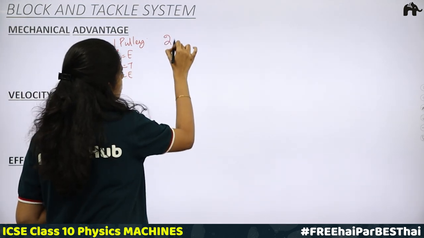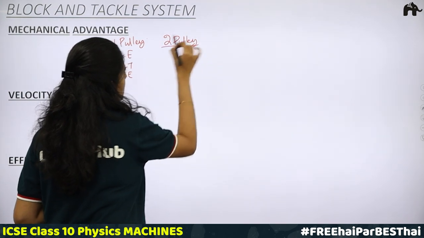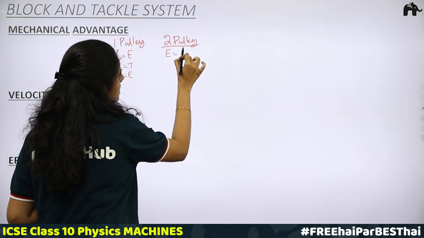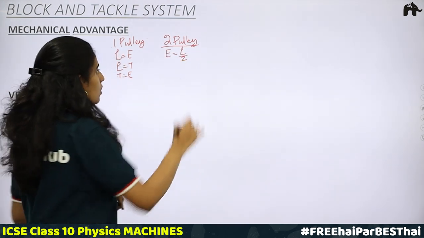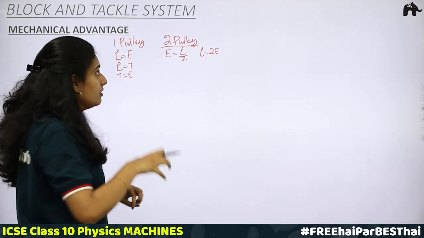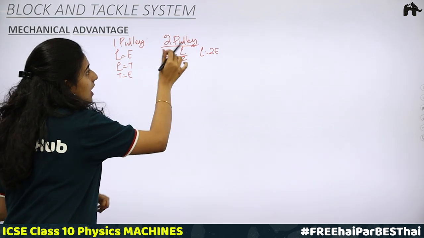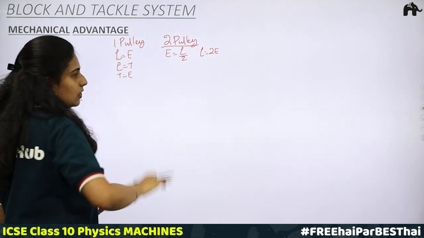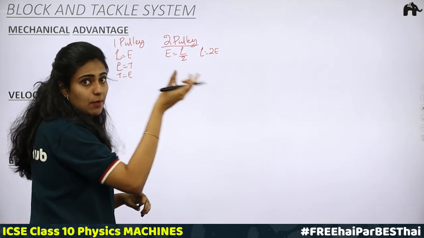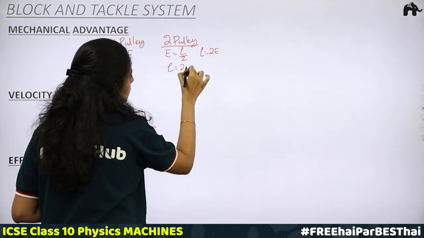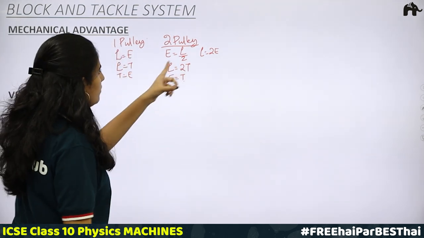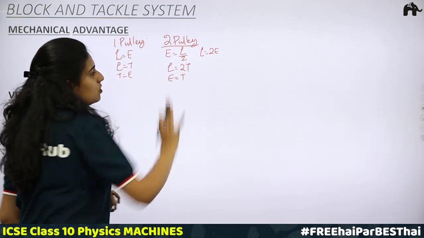When you had two pulley system, that is a single fixed and a single movable pulley, there we found that the effort is just half the load. Load will be 2 times effort, or effort is L by 2. To lift 100 Newton, we just needed to apply a force of 50 Newton. Load will be equal to 2 times tension, and effort is equal to the tension. Only then we will be getting load is equal to 2 times effort.